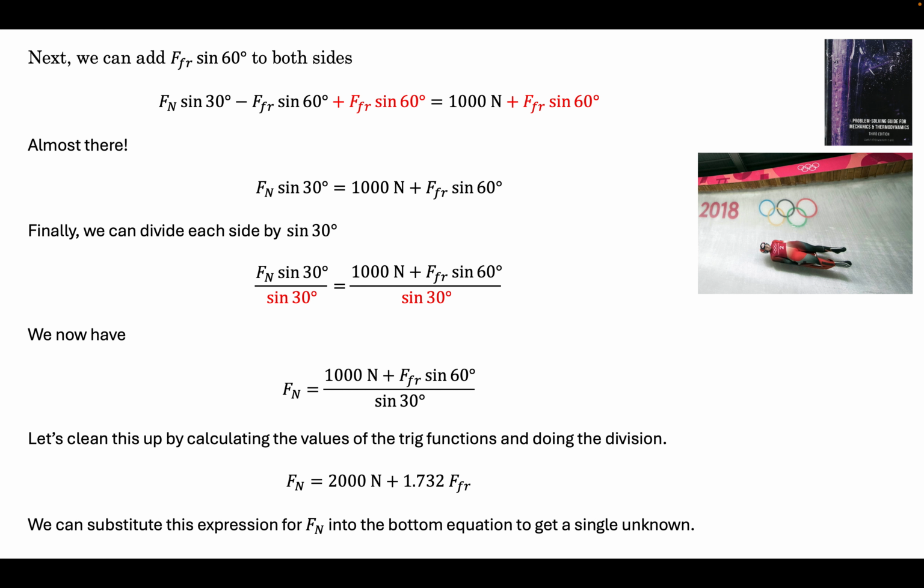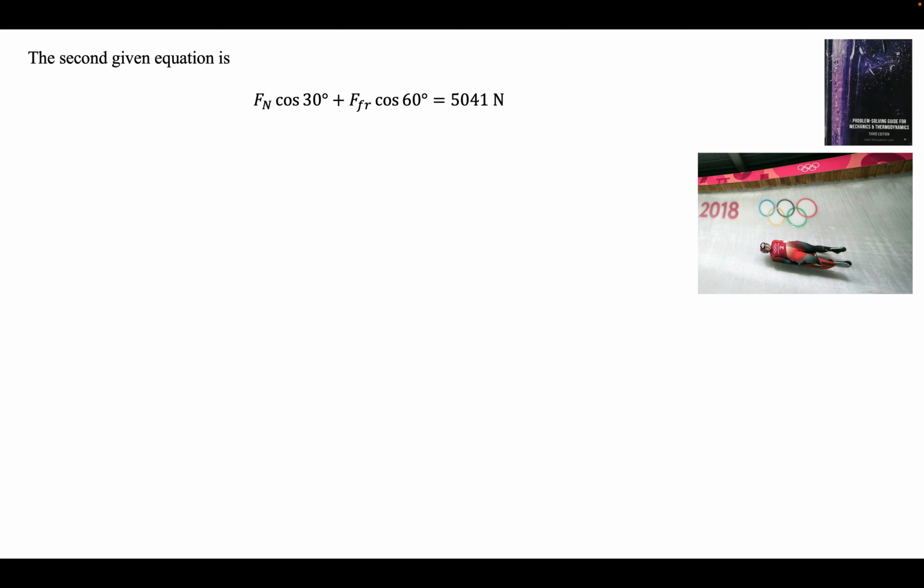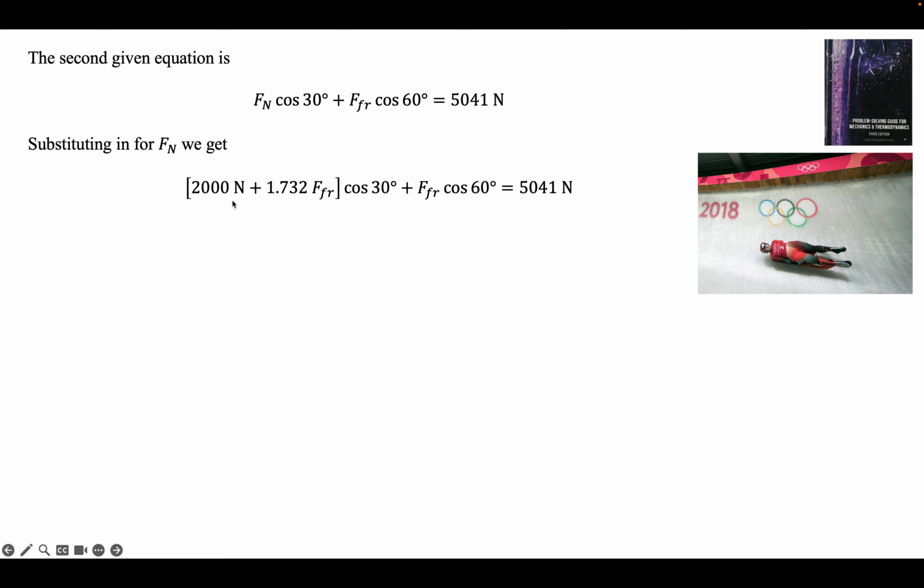Now we're going to substitute this expression, 2,000 newtons plus 1.732 Fr, into the bottom equation. And here's the second given equation. This was given. We can substitute in for Fn. There's our expression, 2,000 newtons plus 1.732 frictional force. That's Fn, and that gets multiplied by cosine 30. So now we have one equation and one unknown, and we got to crank out the algebra. Let's first plug in for these values, cosine 30 and cosine 60. Now we're going to distribute the 0.866 in those square brackets.